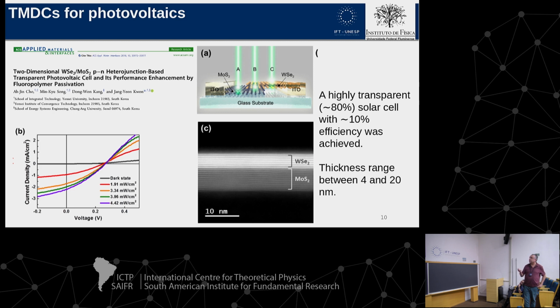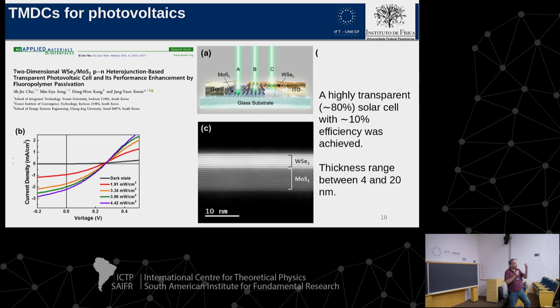So here they have this system. They have MoS2 and tungsten diselenide, okay? And they have a glass substrate. Why do they have glass here? Because they want a transparent solar cell. And that's very amazing for me when I first saw this paper, because they have a system that is 80% transparent and yet has 10% solar cell efficiency. So it's impressive. I would like to point out that this is not a monolayer. This is several layers. Here they have thickness between 4 to 20 nanometers, so something between 7 to 11 layers.